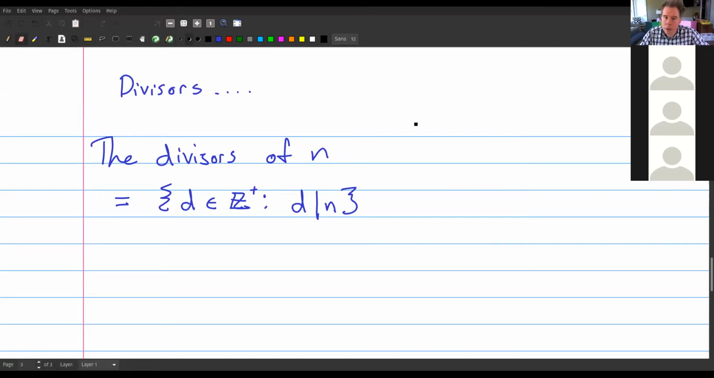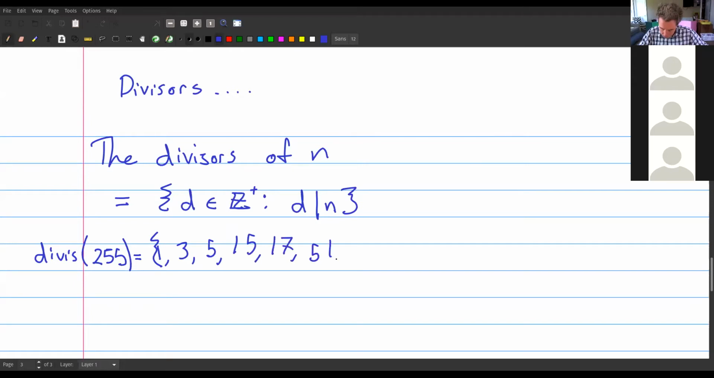So let's look at some examples. How about, for some masochistic reason, I picked 255. The divisors of 255 are, I guess I should try to write this in a somewhat precise way: 1, 3, 5, 15, 17, 51, 85, and 255.